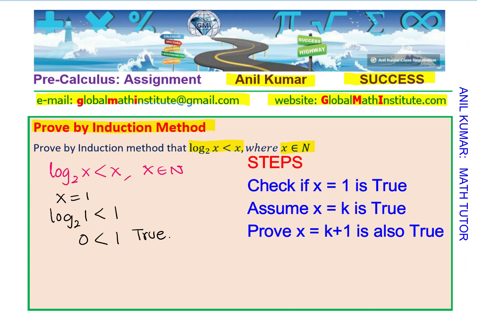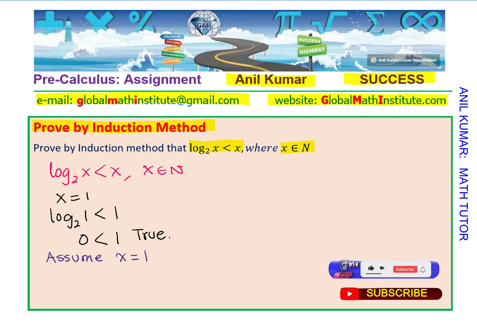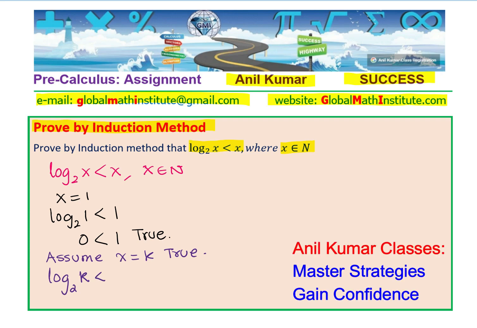Now the second step is we'll assume. So what are we going to assume? That for x equals k, it is true. That is what we'll assume. And so we have log to the base 2 of k is less than k. That is our assumption.